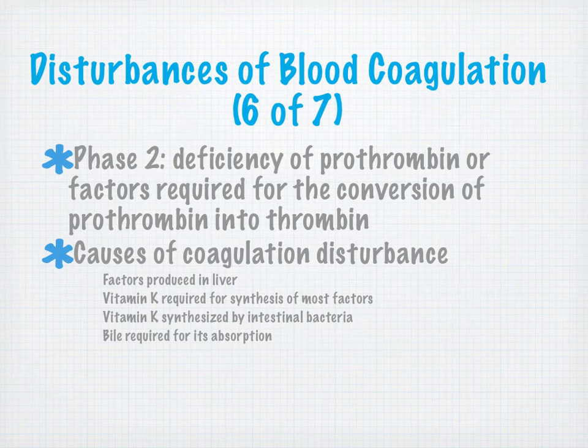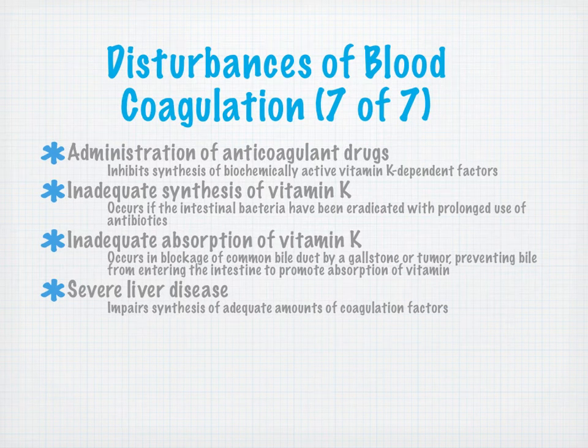Phase 2 deficiency could be prothrombin or factors required for the conversion of prothrombin into thrombin. So there are many places on the cascade where things could go wrong. Causes of a coagulation disturbance could be problems in the liver, because the factors are produced in the liver. So if the liver's not working optimally, you may not get any factors. Vitamin K is required for synthesis, and vitamin K is often synthesized by intestinal bacteria. If there's a problem there, you might not have enough vitamin K, and bile is also required for absorption. We could also have people who take anticoagulant drugs, which inhibit the synthesis of biochemically active vitamin K dependent factors.